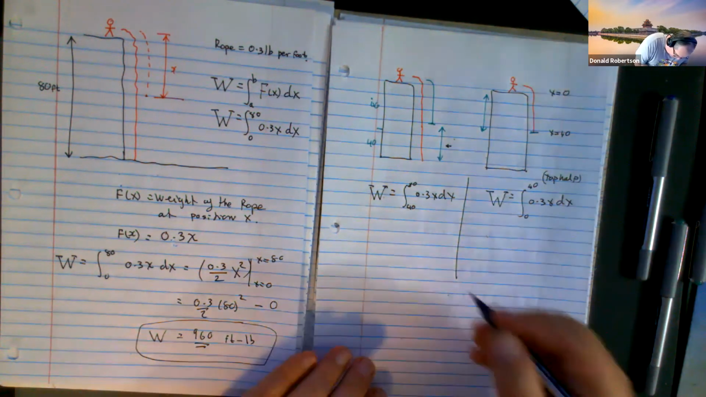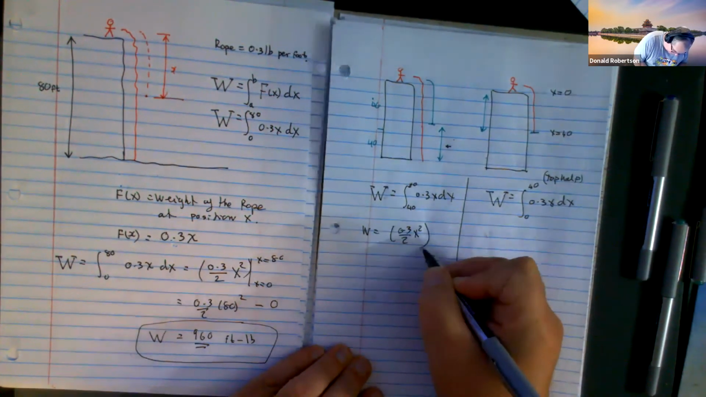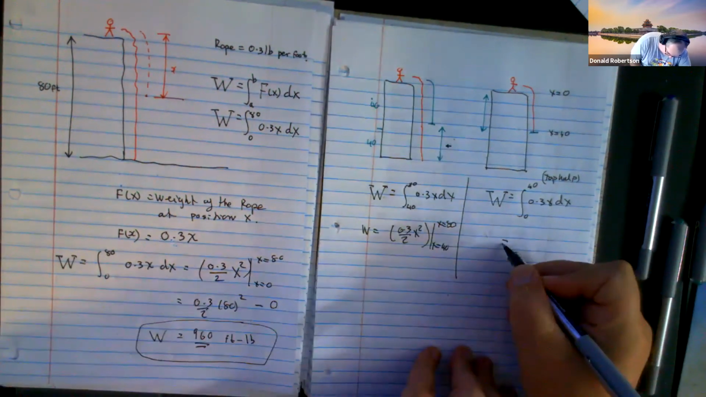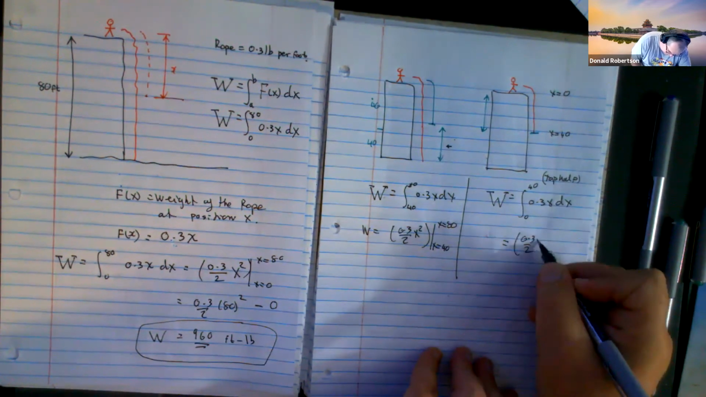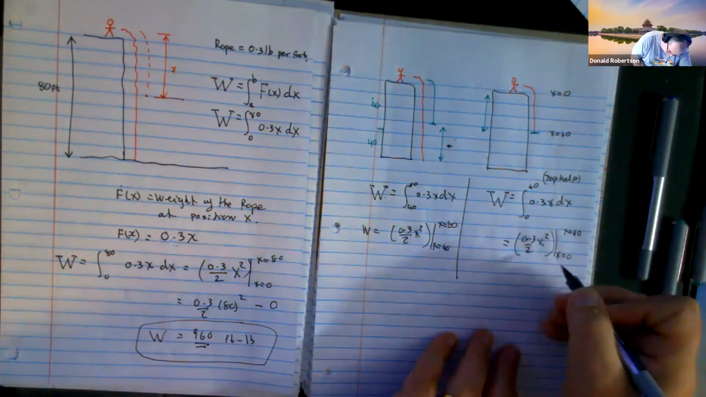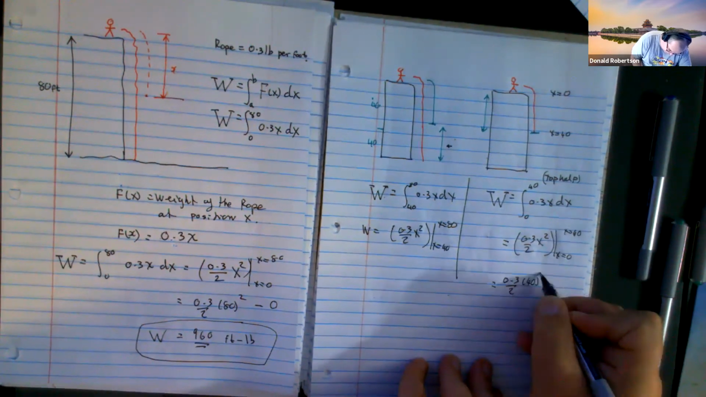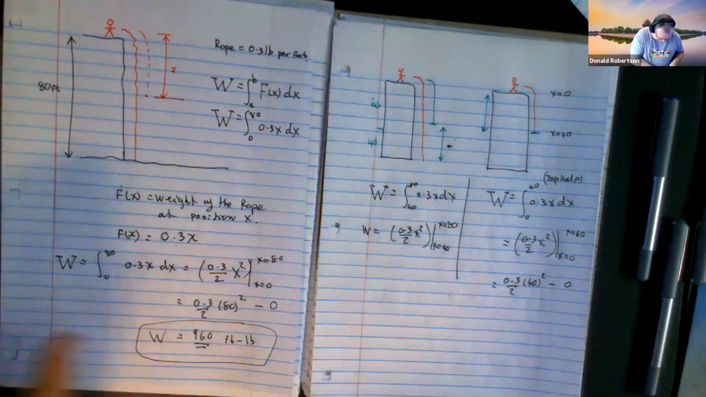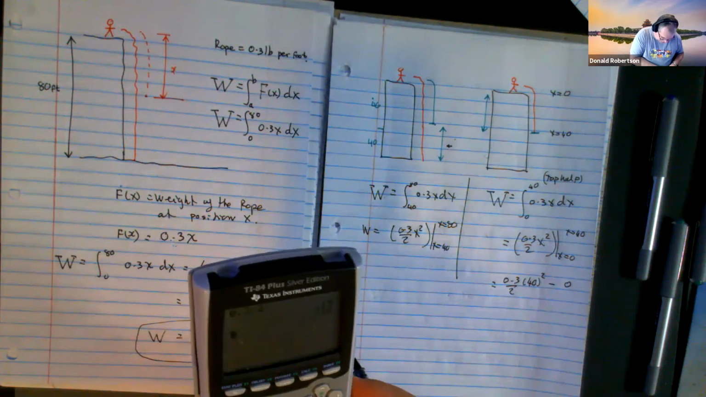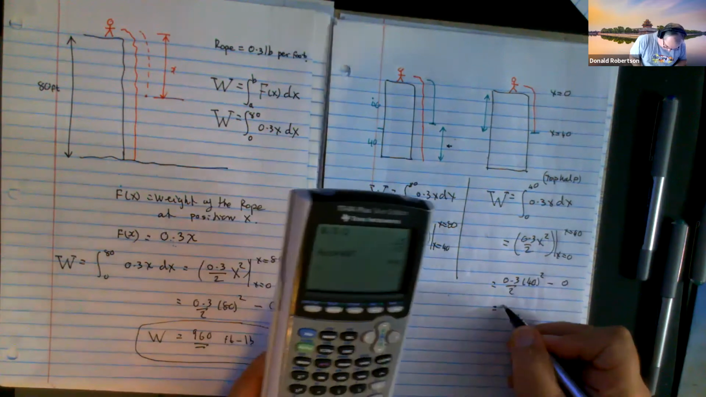Right, now if we put in the number crunching, which is basically that guy evaluated at 40 and evaluated at 80, and for this one, it's that guy evaluated at 0 and at 40. I'm going to do this one first because it looks easier. 0.3 over 2 times 40 squared, take away a whole load of nothings. 0.3 divided by 2 times 40 squared. And the answer I get is 240 foot-pounds.